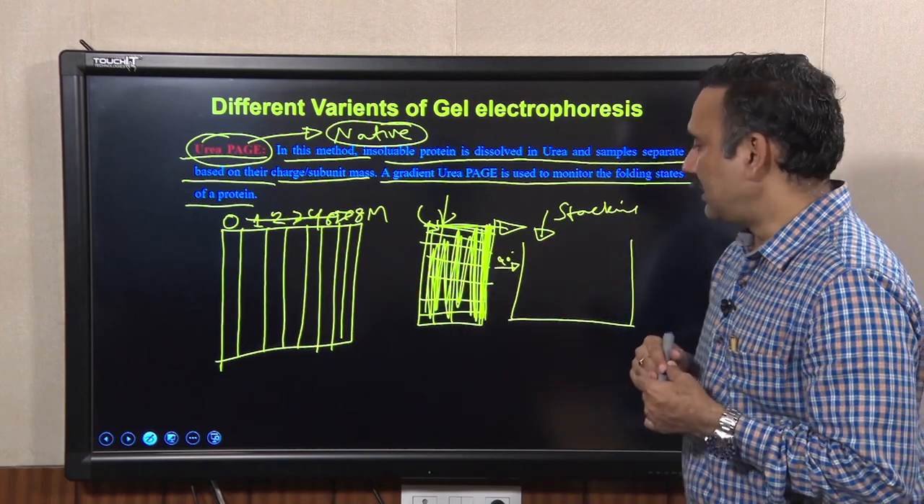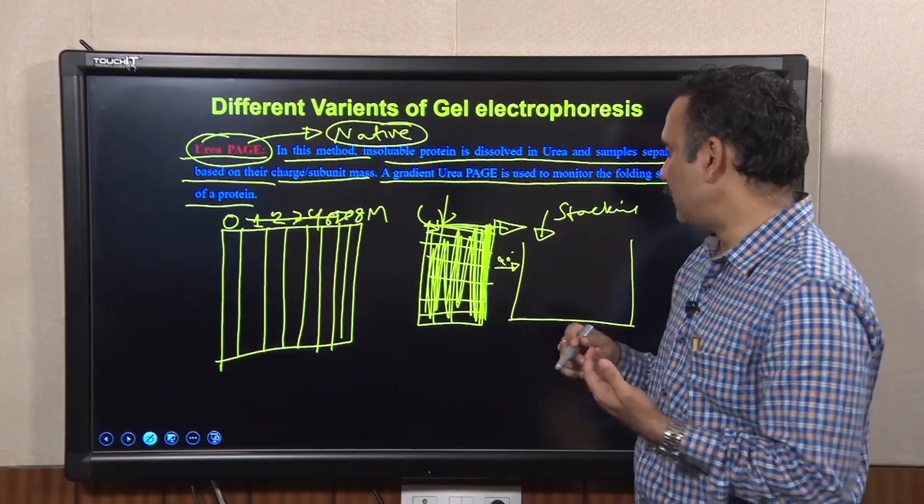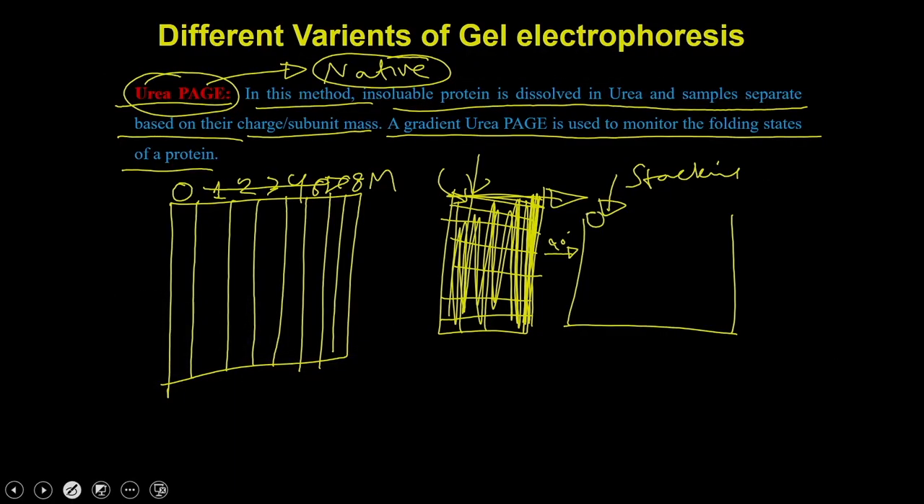And as a result, what you are going to see in the observation, for example, you have 0 molar, 3 molar, 6 molar and 8 molar. So, in the 0 molar, you are going to see a single band, which is going to correspond to the tetramer. So, I assume that we are resolving a tetrameric protein.